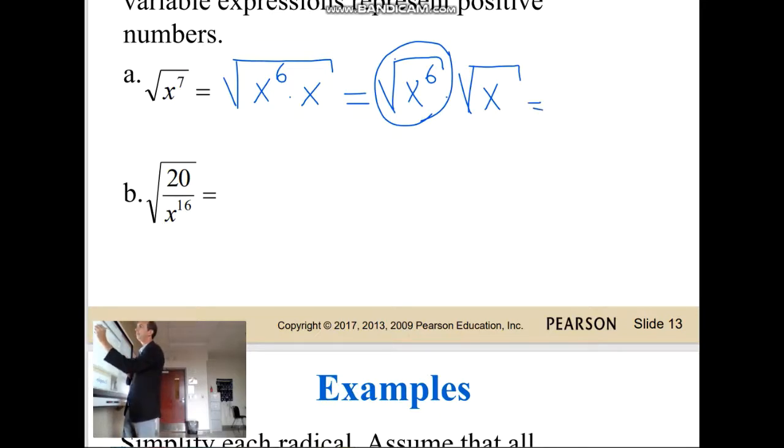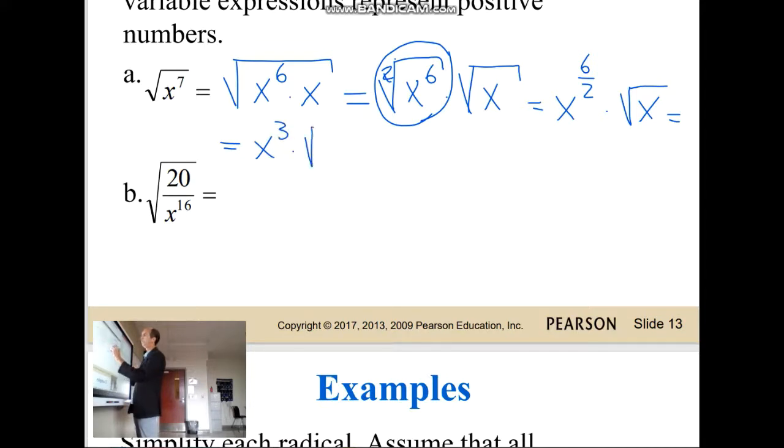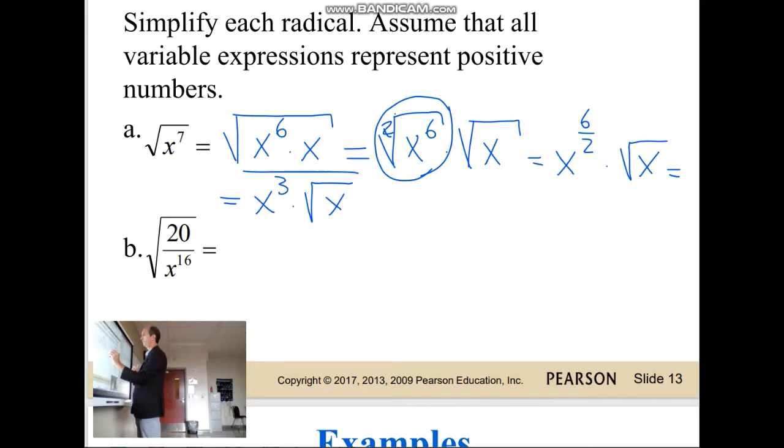Remember, just to do it step by step, we can rewrite this as x exponent 6 over 2, since the square root has a 2 here, times square root of x. This equals x cubed times square root of x. That's it. This is the result of this simplification.